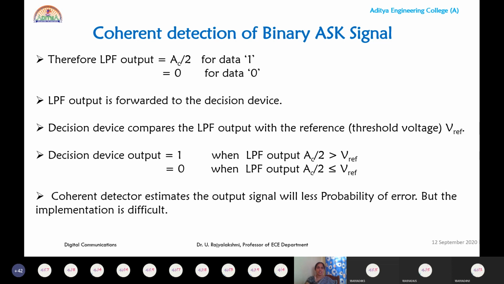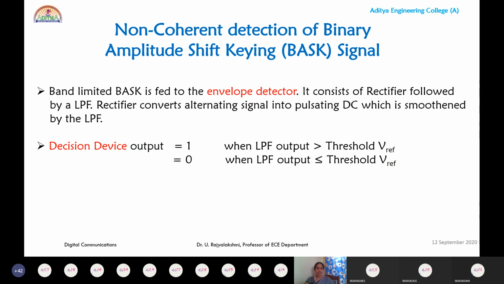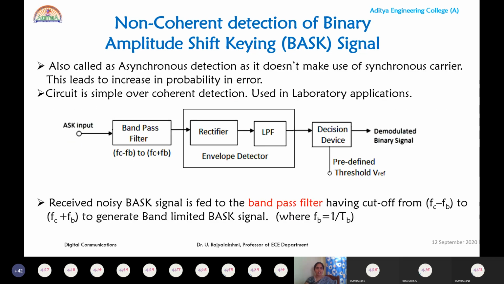Okay. Now let us go through the non-coherent detection. Please observe the figure. This is the non-coherent detection of binary ASK signal. So what is the other name for non-coherent detection? Asynchronous detection. Why is it called asynchronous detection? Because here we don't make use of a synchronous carrier.